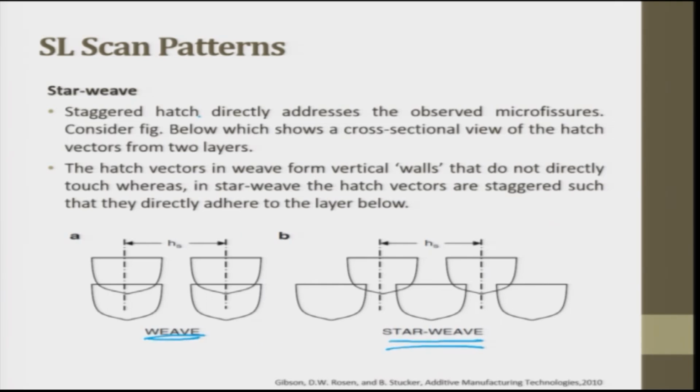Staggered hatch directly addresses the observed microfissures. Consider the figure below, which shows the cross-section view of the hatch vectors between two layers. The hatch vectors in weave form vertical walls that do not directly touch, whereas in star weave the hatch vectors are staggered. So it's like stitching between two Gaussian distributions. So that is what it is. And what is this? This is nothing but a Gaussian thermal distribution, temperature distribution.